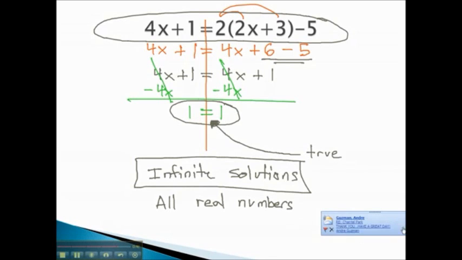which simply means any number that you can plug in for x will make this equation a true equation. So in conclusion, what we're seeing is if the variable subtracts out completely when we move everything to one side, we will either have an infinite number of solutions if we get a true equation, or no solution if we have a false equation.